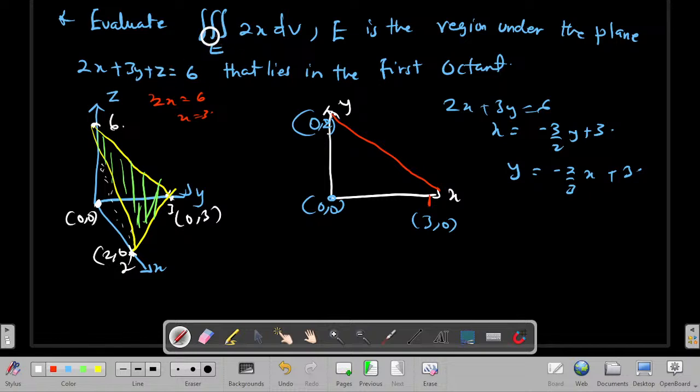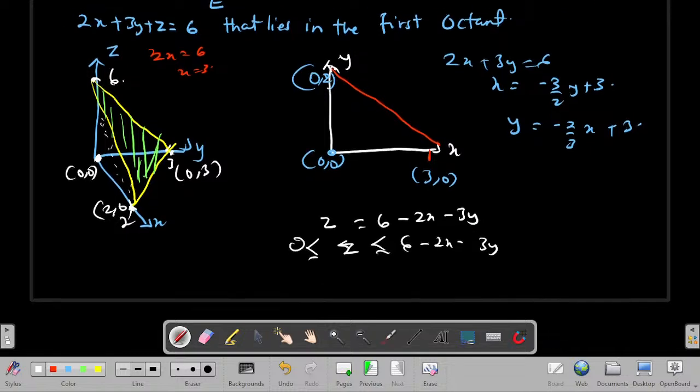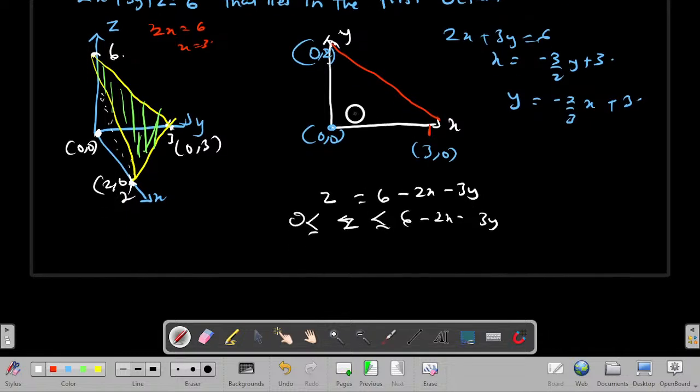Remember, we need three separate limits for our x, for our y, and our z. Our z, we get the limit directly from here. Okay. So we get z is equal to 6 minus 2x minus 3y. But since we are in the first octant, z is expected to be greater than 0. Okay. So we just say that z is greater than or equal to 0, but less than or equal to 6 minus 2x minus 3y, because we are lying behind the plane, the region under the plane. Okay, so this is our first limit.